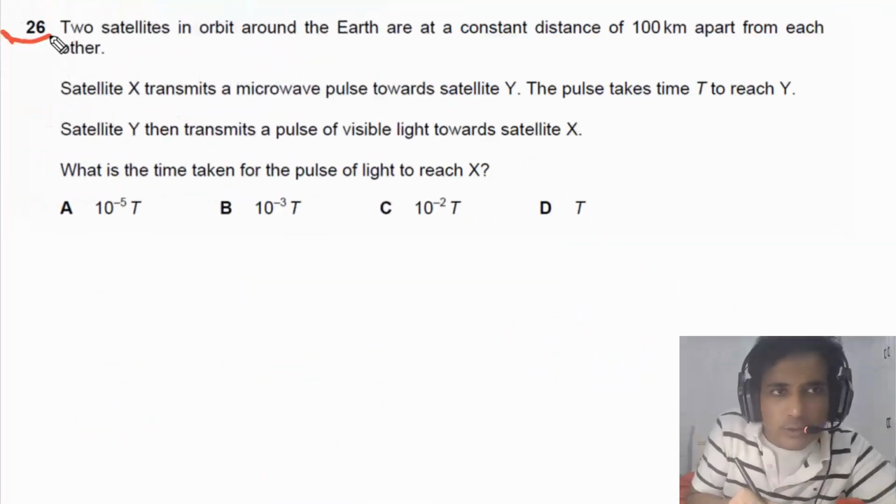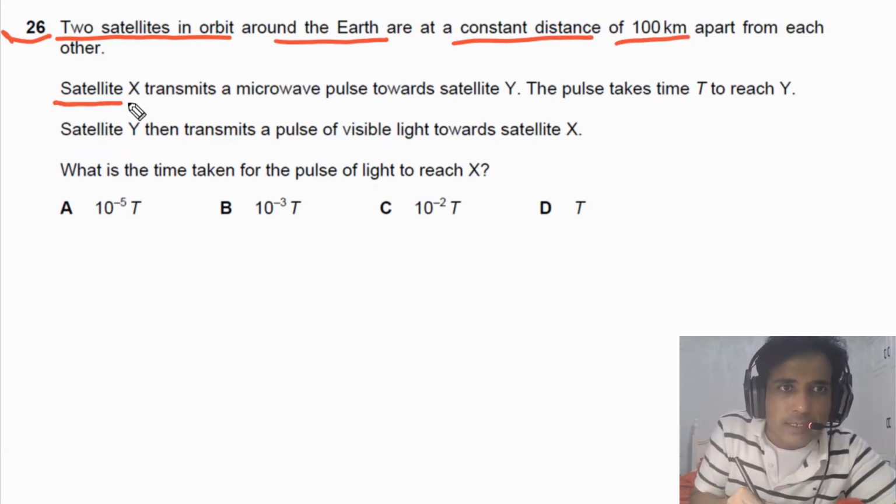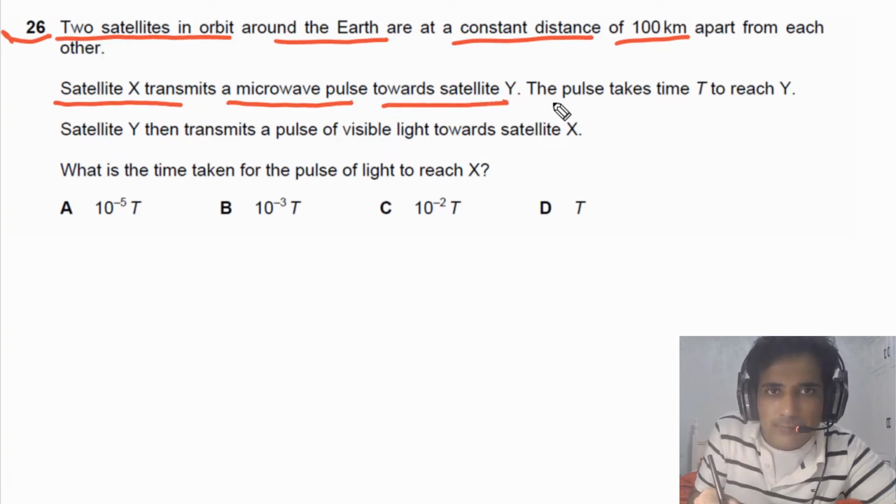For question number 26, it is given to us that two satellites are in orbit around the Earth at a constant distance of 100 kilometers apart from each other. Satellite X transmits a microwave pulse towards satellite Y. The pulse takes time t to reach Y.